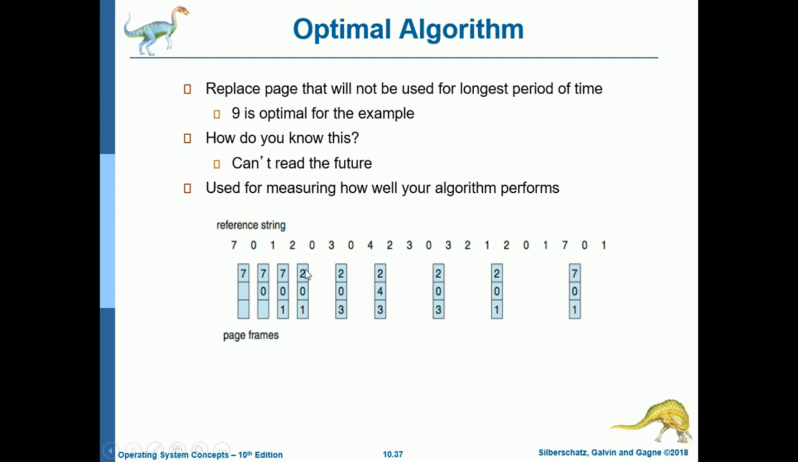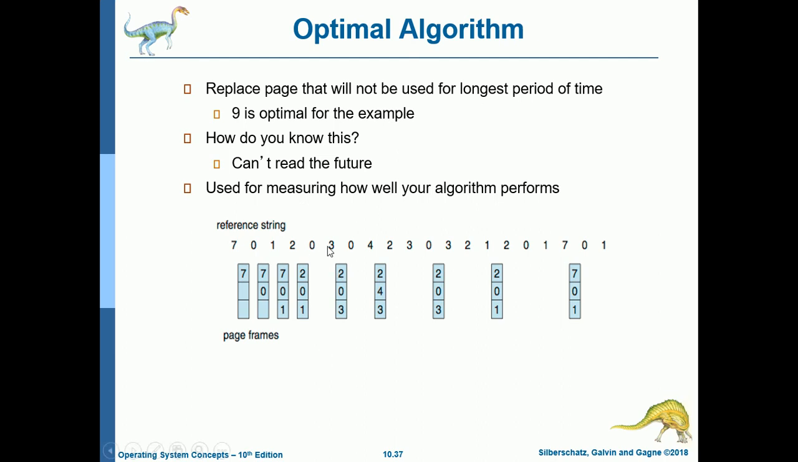So here, 7, the instance of 7 is here, and then next is 0. You can see it will be used next, so you can't replace that. And then 1 is where? Here. So it means 7 will be used for the longest period of time, so you have to replace 7 by 2. And then, of course, there's no page fault because 0 is here.